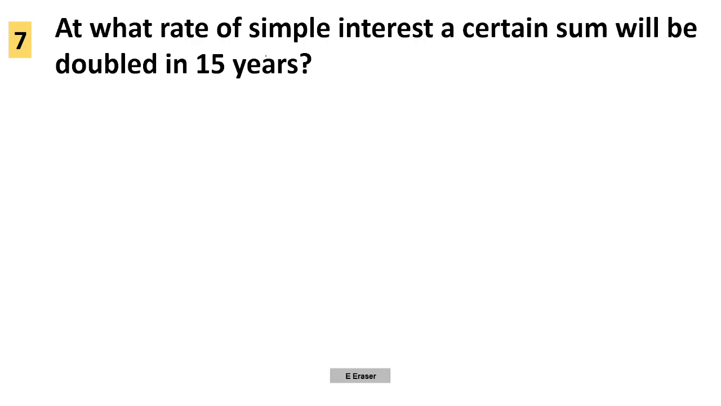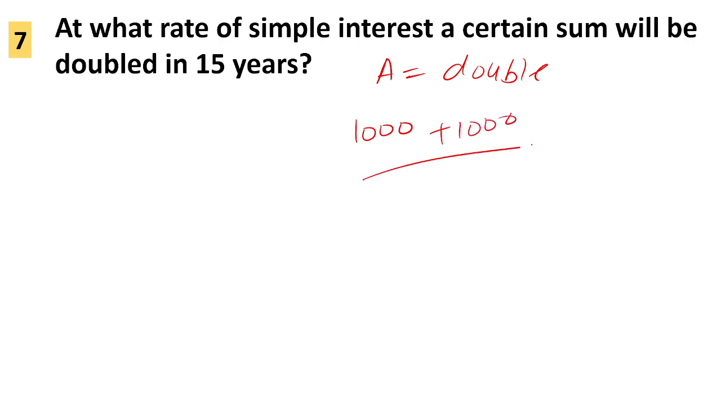First, he is asking that the sum will be doubled, so he wants the amount to be double, right? So let's understand, if the amount is 1000 and he wants it to become double, then the simple interest must be 1000. Let's take that I have taken 1000 rupees from someone. If he wants double of that, I have to pay 1000 of simple interest.